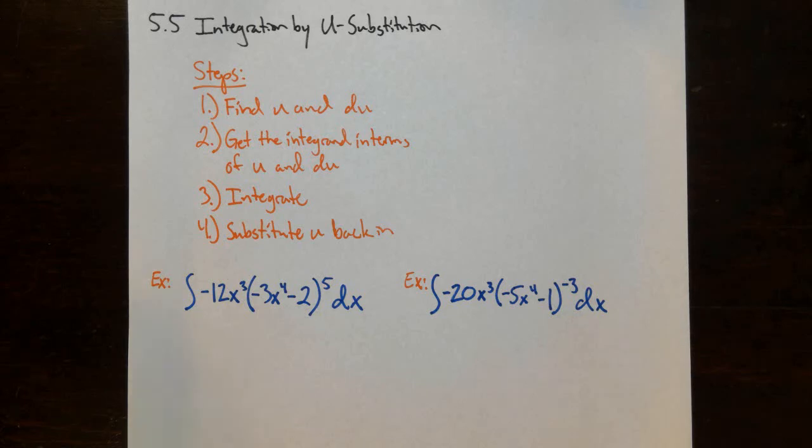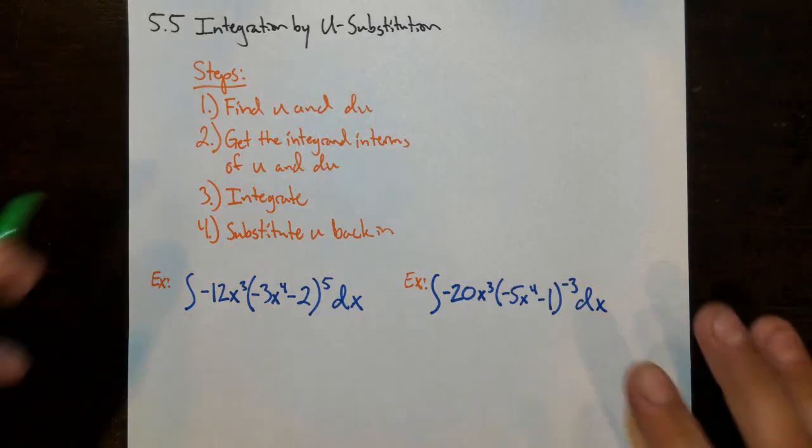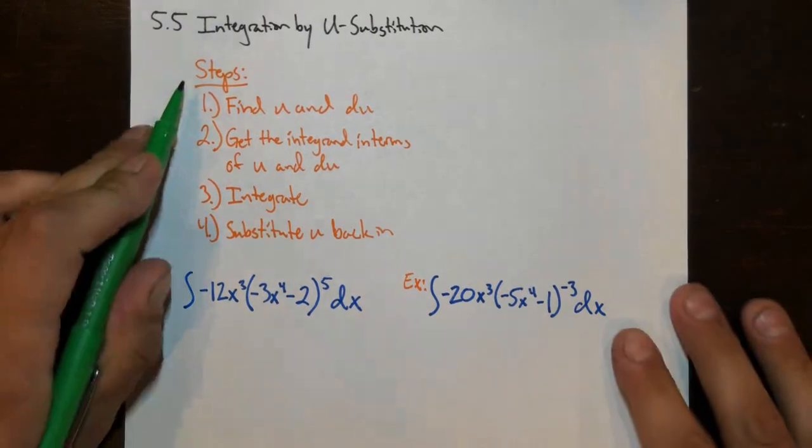Hello class, today we're on 5.5, integration by U substitution. U substitution is a method we use when we're doing the opposite of the chain rule. So we're doing like the inverse chain rule. You can think of it like that. So let's just go over a few examples.